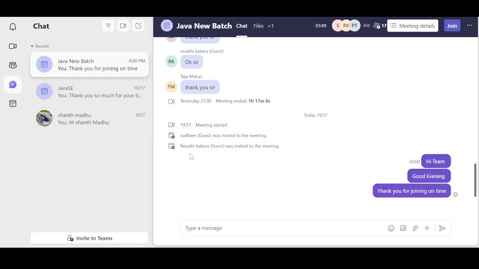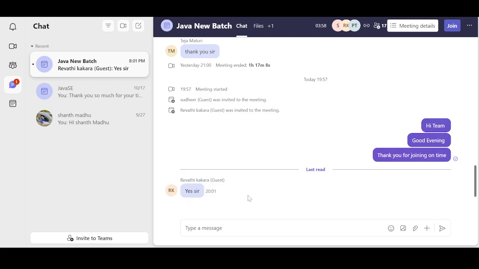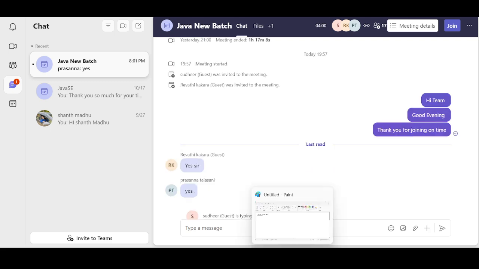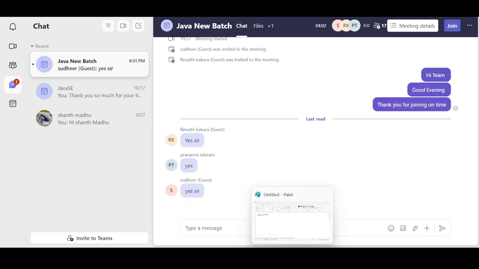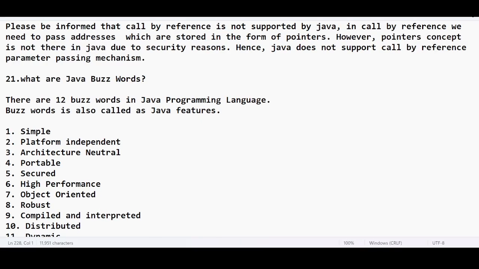Can someone confirm if my voice is audible and the screen is visible? Please check your audio and video settings. Are you able to see? Okay, Revati. Okay, Prasanna. Yes, okay.